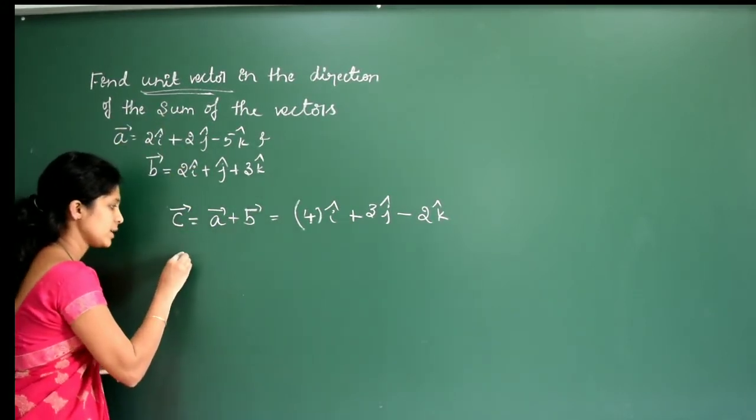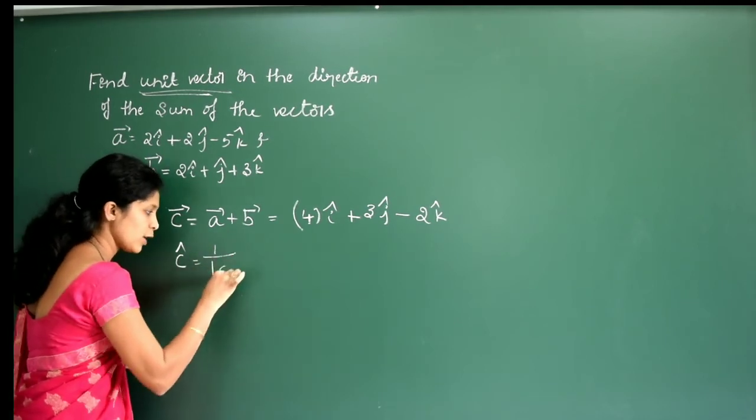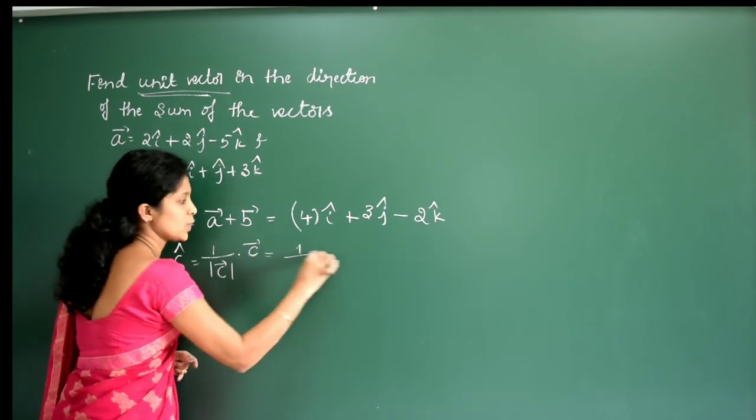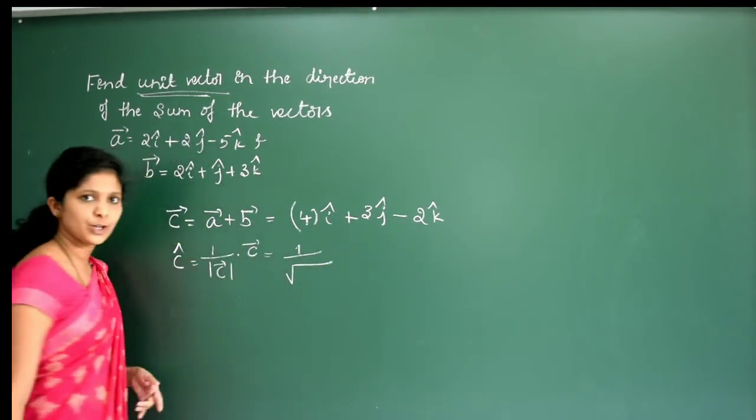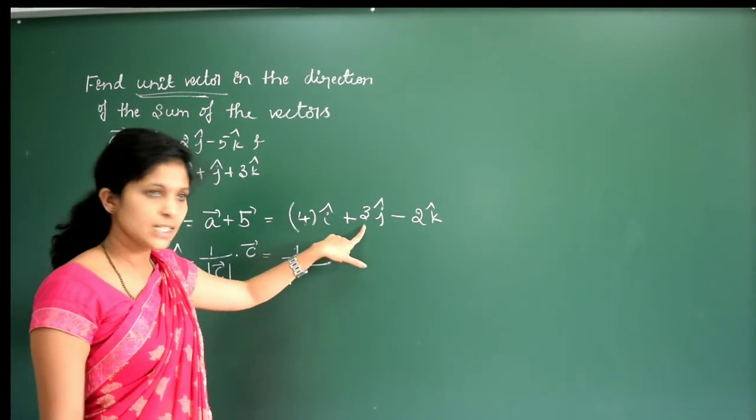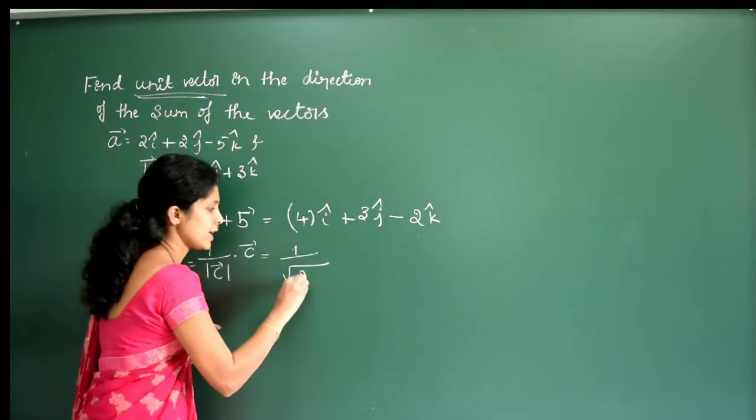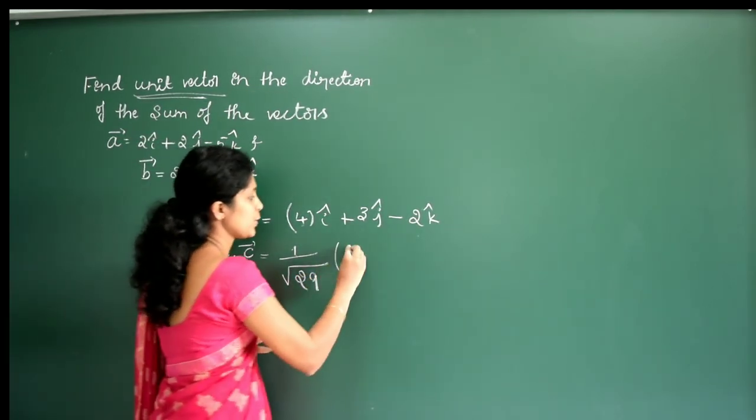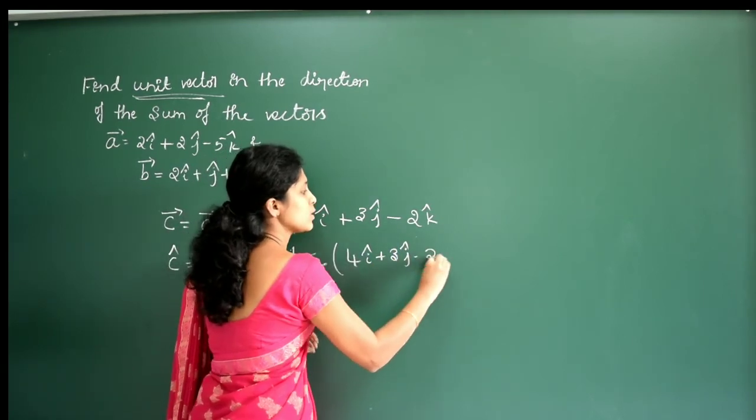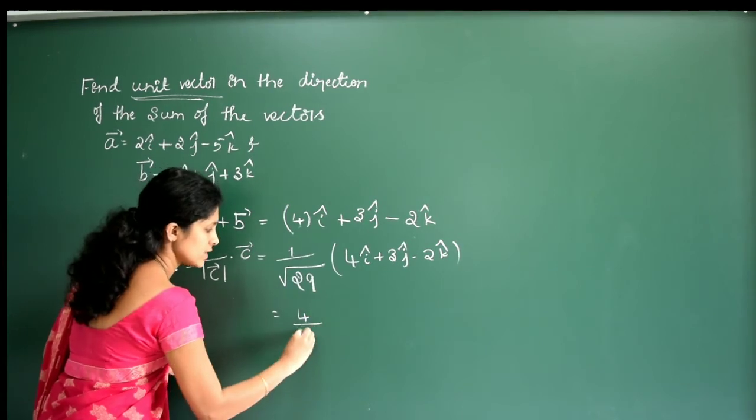Now the unit vector of C is equal to 1 by magnitude of C vector into C vector. So this is equal to 1 by root of 4 square, which is 16, plus 9, 25, plus 4 will be equal to 29, right? So this is 1 by root 29 into (4 i cap plus 3 j cap minus 2 k cap). So this can be written as 4 divided by, this is important, okay?